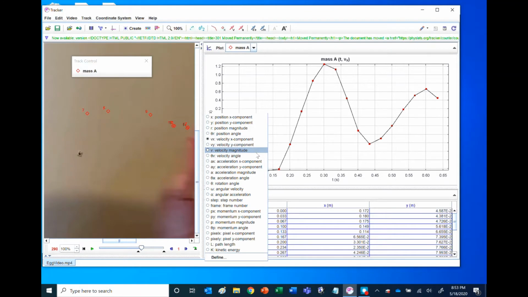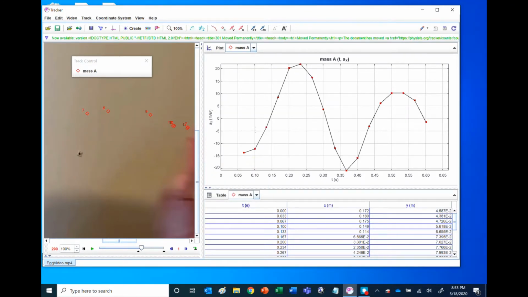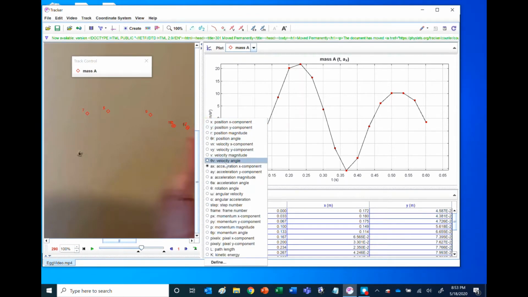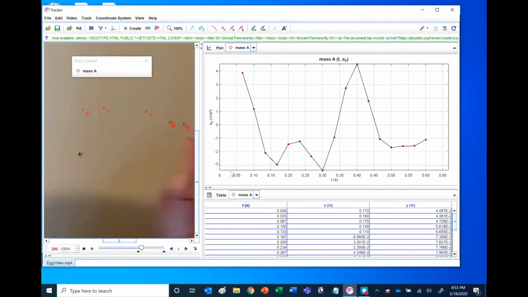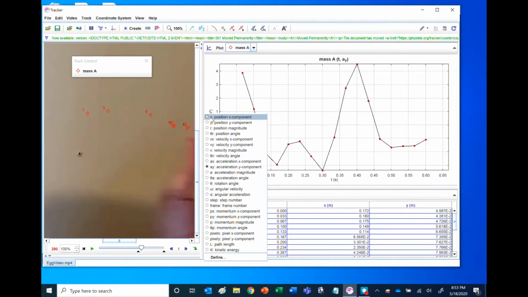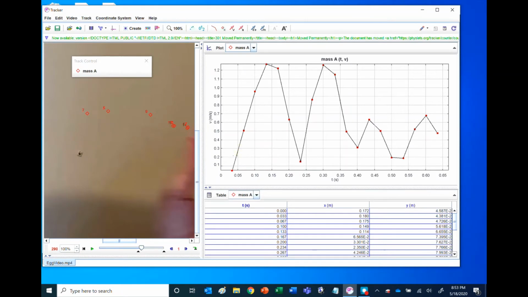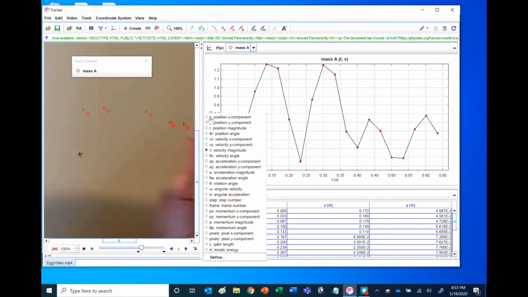There's some other things we haven't learned about yet. Acceleration, X component. So now this is the acceleration in the X direction. You can also have acceleration in the Y direction. It also has magnitudes. So V, velocity magnitude, this is the speed. Magnitude of velocity is speed. Also, you can do the magnitude of the acceleration. And then there are a lot of other things down here that we haven't really talked about yet.